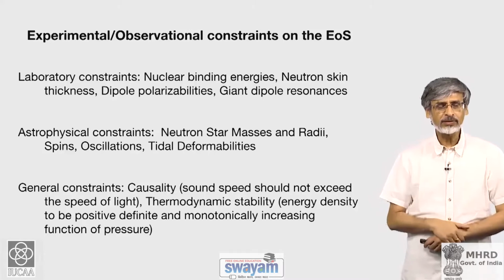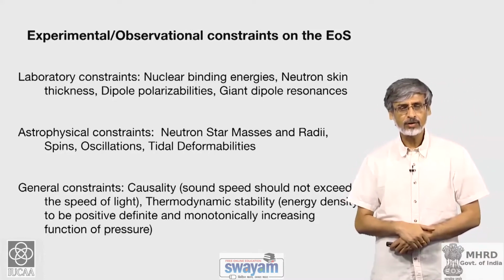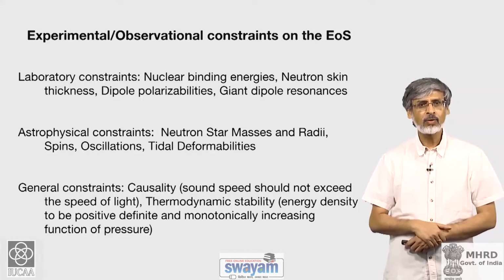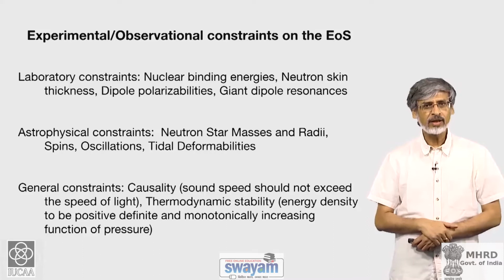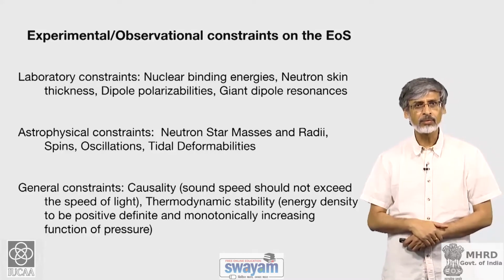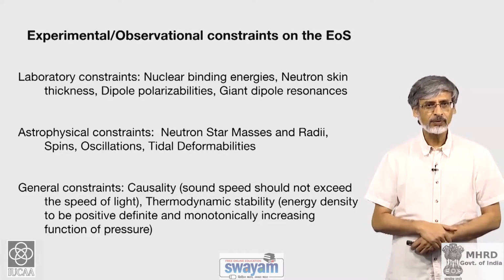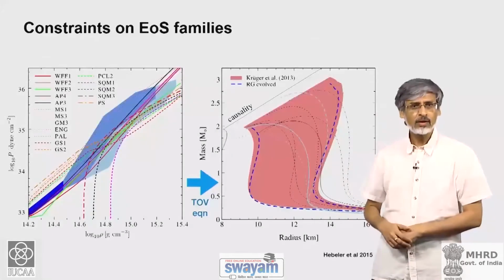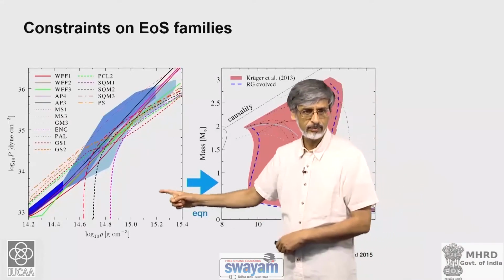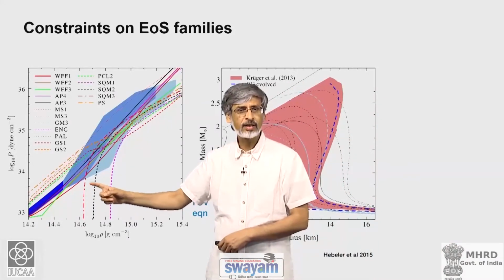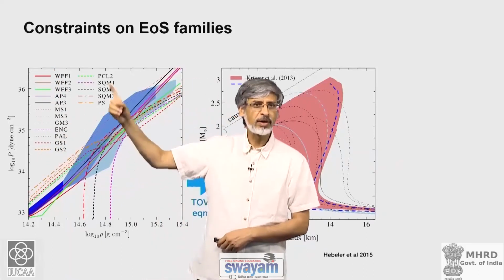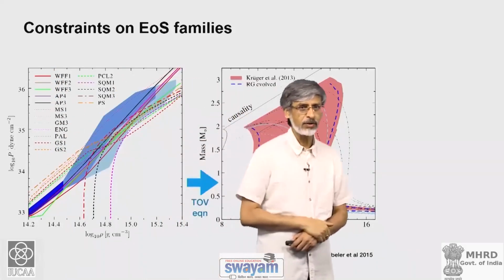So, when equations of state are constructed from theories or by extrapolation from experimental data, one must keep in mind all the existing constraints coming from the laboratory measurements, astrophysical measurements, as well as these general constraints. Here, what is shown on the left hand side diagram are pressure density relations in multiple different equations of state, which people have predicted based on various types of extrapolations.